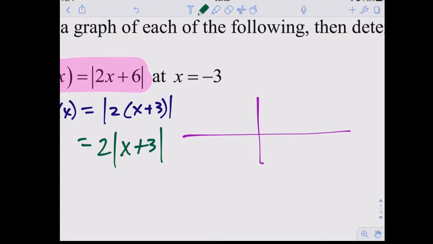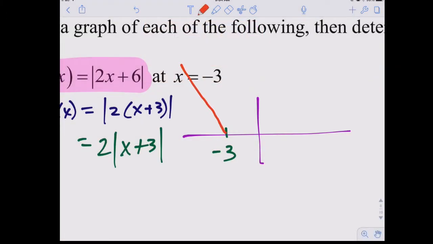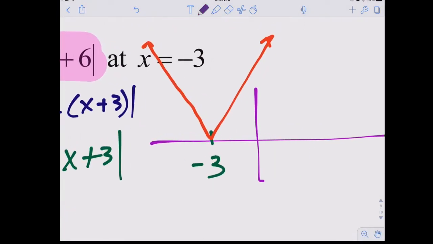The plus 3, though, moves our graph to the what? To the left. And that's pretty critical because of what the graph looks like at its vertex. It's going to look like that. Now, the number out in front of the x, if you take plus or minus that number, that becomes the slope of the absolute value function on either side of the vertex. And since we didn't flip this one vertically, we know that everywhere to the left of negative 3, the slope is what? Negative 2. And everywhere to the right of negative 3, the slope is positive 2.